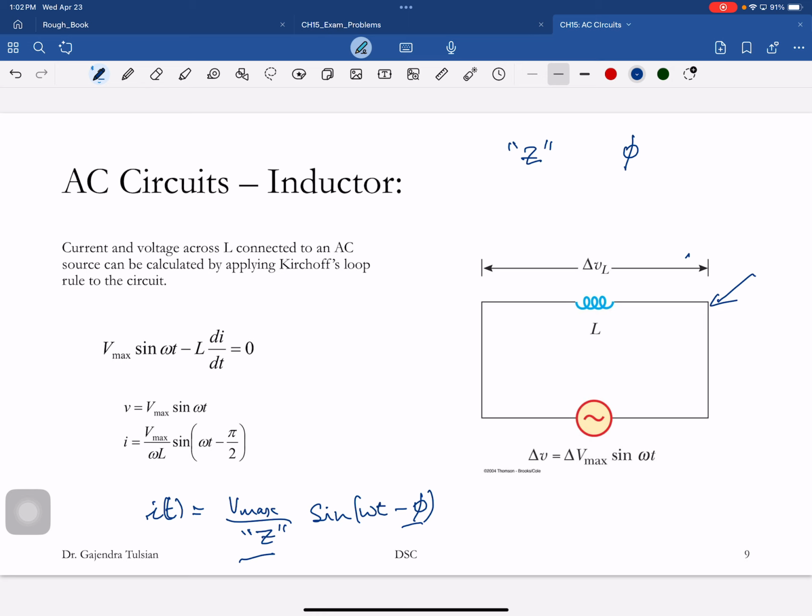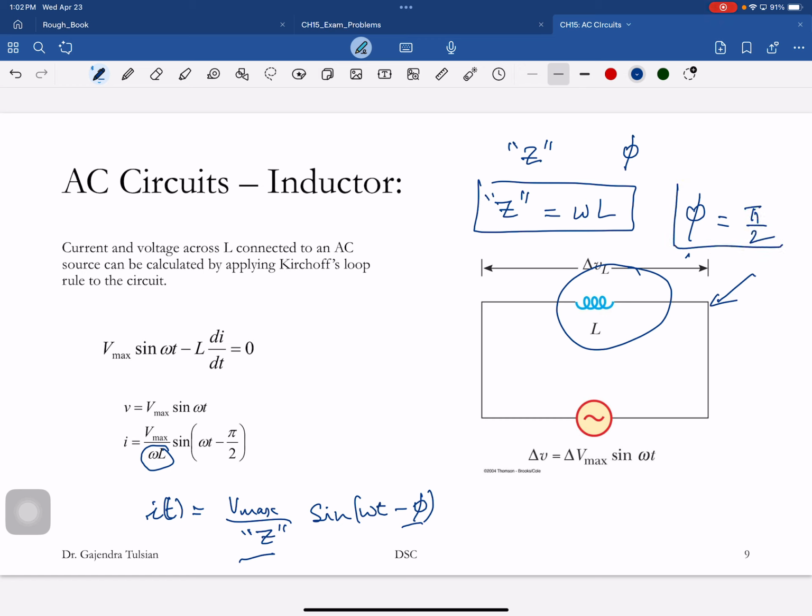What is Z for this circuit? Omega L. So Z, the resistance of this element, is omega L. What is phi? Plus pi by 2, right? All right, so you've learned something new.